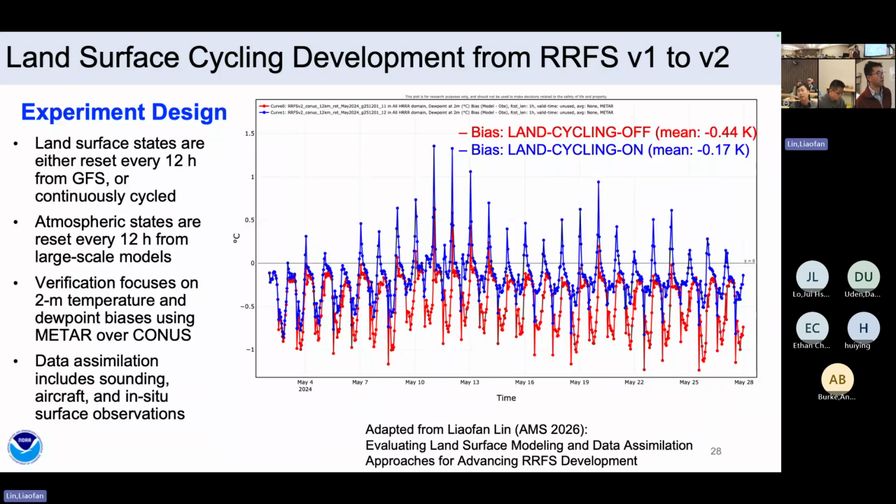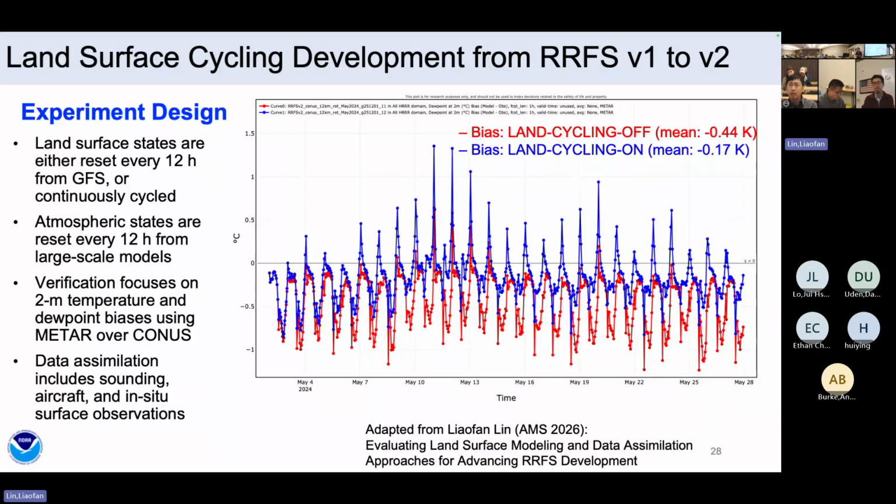Yes. And as you mentioned, we also plan to test the soil nudging, which is soil analysis, for the RRFS version 2, and we expect it to improve the bias situation. In the future, we even plan to incorporate a more strongly coupled land and atmospheric DA component to help with near-surface forecasts in version 2. But again, this is the starting point, the early stage for the RRFS version 2 development.